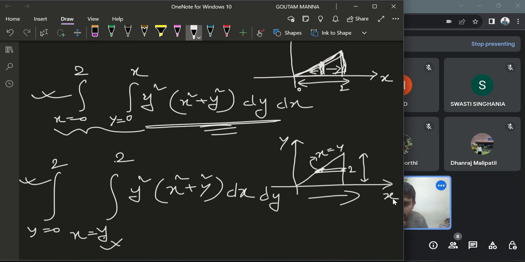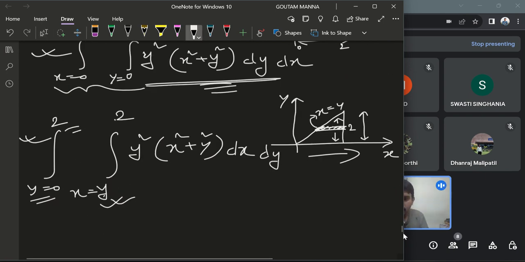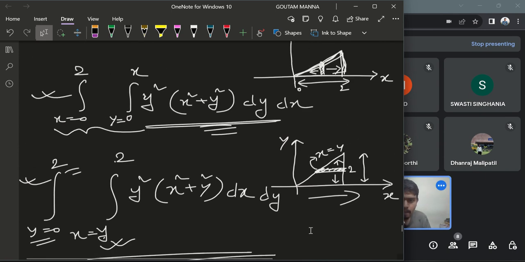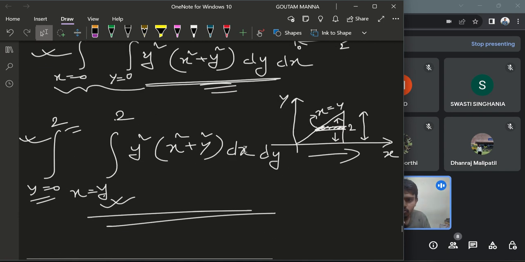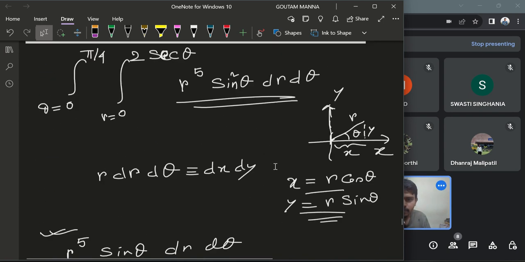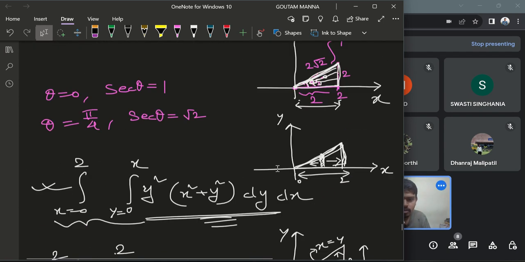Okay, so this is the x limit, and for any value of y, when x is going from y to 2, we are covering this small area patch. And now if I move this area element throughout this region, that means from y equals 0 to 2, we will cover the entire area. So that's the other way of integrating, where we are integrating x first. These two are the possible forms if I replace it in Cartesian coordinates.